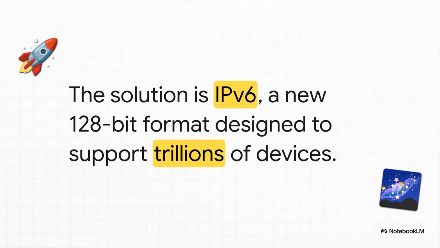The solution was a massive system-wide upgrade called IPv6. It expands the address space from 32 bits all the way to 128 bits. Now, this wasn't just a small step up. It was an absolutely colossal leap, designed to make sure we'll never, ever run out of addresses again.